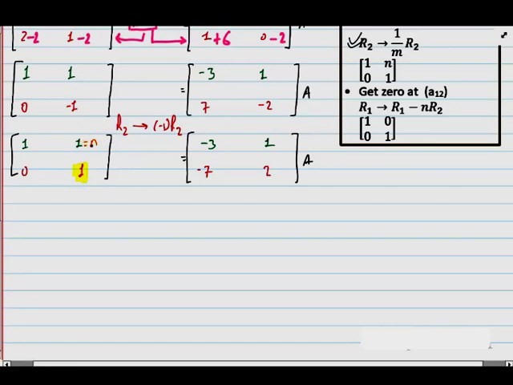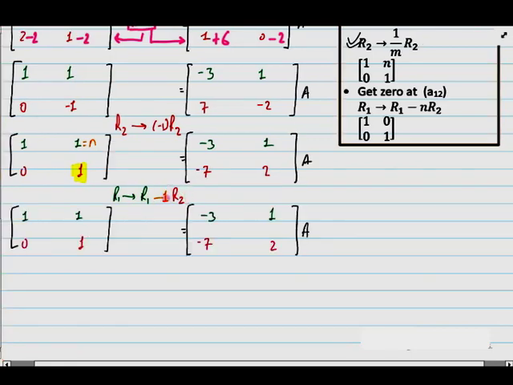The last step is to get 0 at A12, and for that we should take R1 gives R1 minus n R2, or we can say R1 minus 1 R2, right? So we need to multiply minus 1 to the second row, and then we will add it into the first. So 0 into minus 1 will be 0, 1 minus 1 will be minus 1. Same thing on the right side. So minus 7 minus 1 becomes plus 7, 2 minus 1 becomes minus 2.